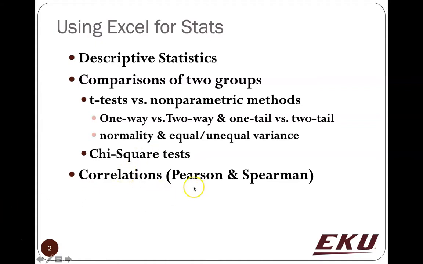We've already done some of this, so we'll compare Pearson and Spearman correlations. Again, Spearman is used for when your data are not normally distributed. So we'll cover how to assess that. Again, other stat programs do a lot better with assessing normality and dealing with non-parametric statistics.